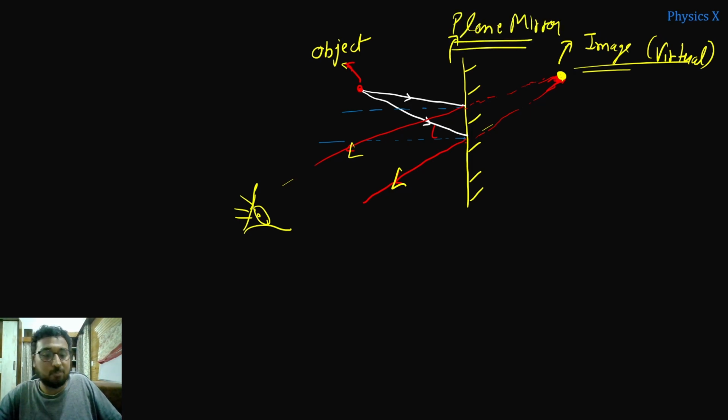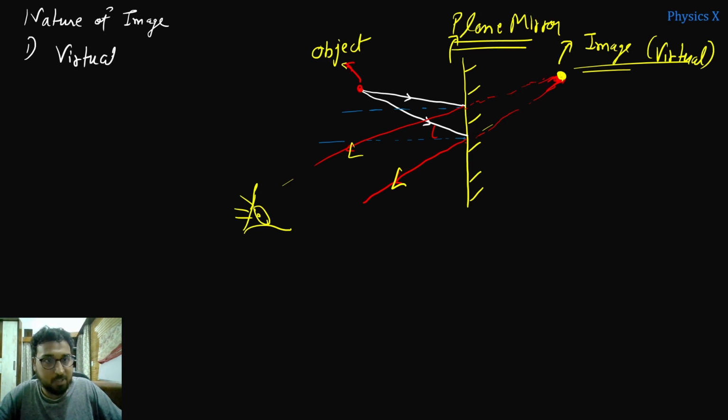One thing specific about a plane mirror is that, as I told you, anywhere you place the object in front of this mirror, the image will always form on the back side of the mirror. So if we talk about the nature of the image for a plane mirror, it will be virtual.